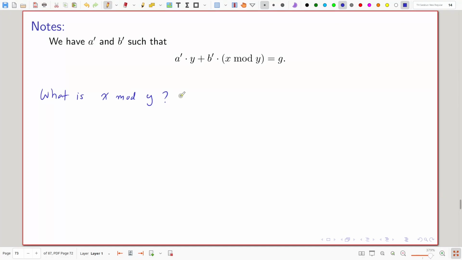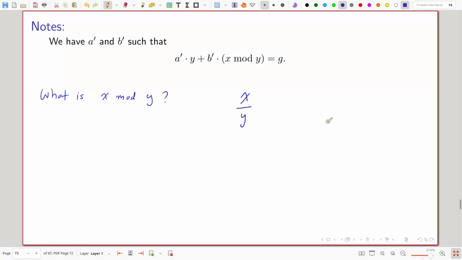So X mod Y is what is left after you multiply Y with the division of X, right? So you have X and you want to divide by Y, right? But if you divide it exactly, then there's nothing left. But if you don't divide it exactly, then there's something left. So how many times can you divide X with Y?